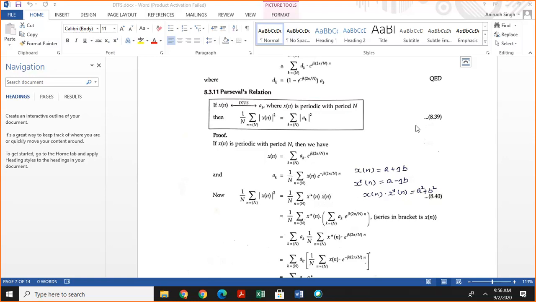Today our topic is discrete time Fourier series. Last time we were discussing properties of DTFS, and the last property was Parseval's relation. We use Parseval's relation for calculating energy or power in the frequency domain when it is difficult to calculate power and energy in the time domain.